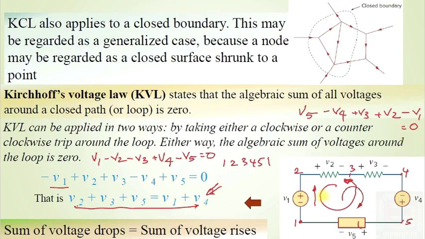That means whatever sign convention you follow, whether you are considering a rise in potential as positive and a drop in potential as negative or vice versa, you get the same equation. And this is the application of Kirchhoff's voltage law. So in a nutshell, Kirchhoff's voltage law is: sum of the voltage drops is equal to sum of voltage rises.